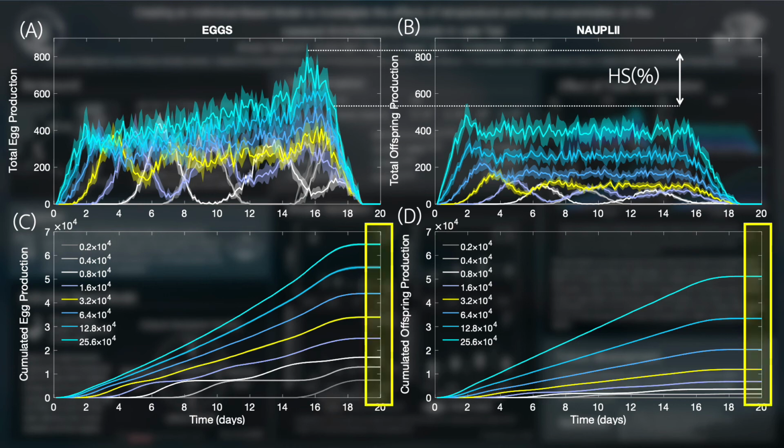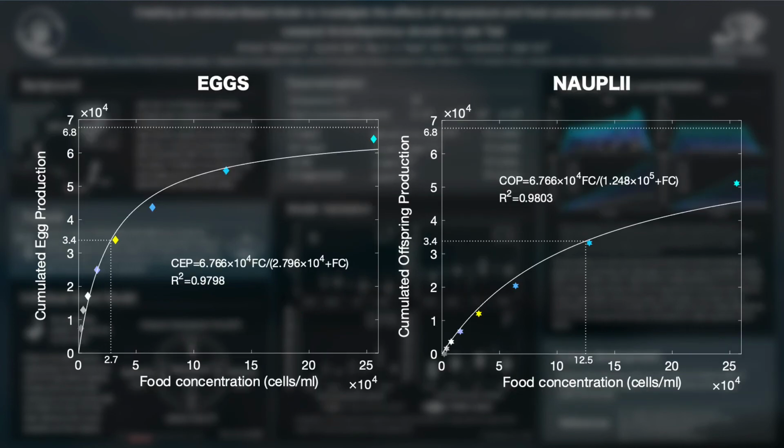If we look at the total production at the end of the simulation in relation to food concentration, we can see that the cumulated production of both egg and nauplii increase as food concentration increases and tend towards the maximum. Half of the maximum production is reached for a food concentration of 27,000 cells per milliliter for eggs and 125 cells per milliliter for nauplii.